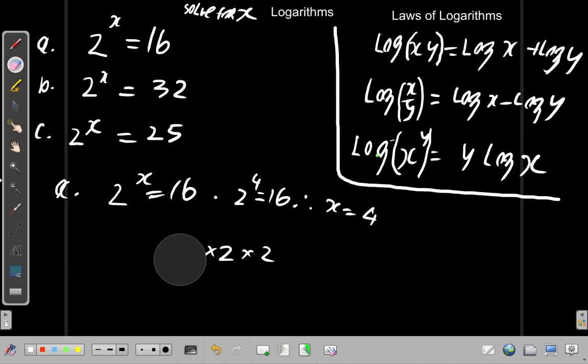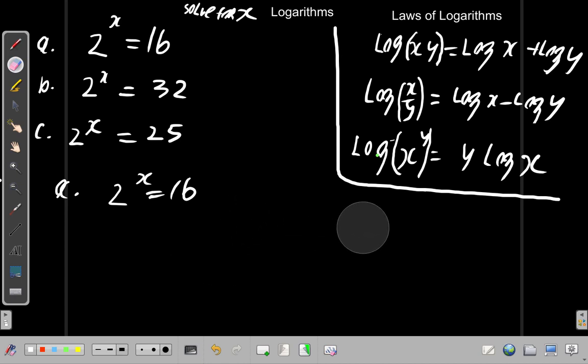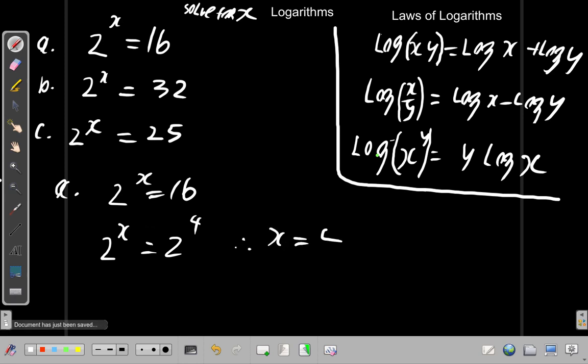Another way you can look at it is to rewrite 16 as 2 to a power. So both the left and right hand side have the same pattern. The left says 2 to the x. The right says 2 to the something. 2 to the what gives us 16? It's 2 to the 4. The powers must be the same. So therefore, x is equal to 4. Do you see that? So in both cases, x is 4. So x equals 4 in question A.